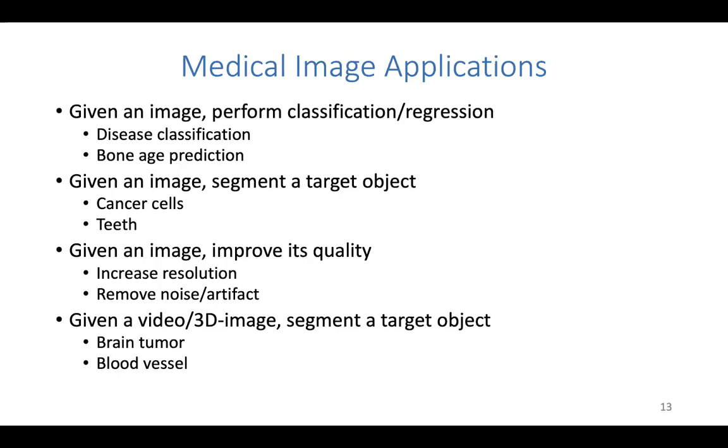And I've put video and 3D images aside, but they actually are just part of image segmentation. If you look at a brain MRI and you're trying to detect a brain tumor, then you need to segment the tumor cells out from the other normal cells. Or using an angiogram, you can try to segment blood vessels as well. So there are a lot of different approaches and a lot of different applications using medical images.